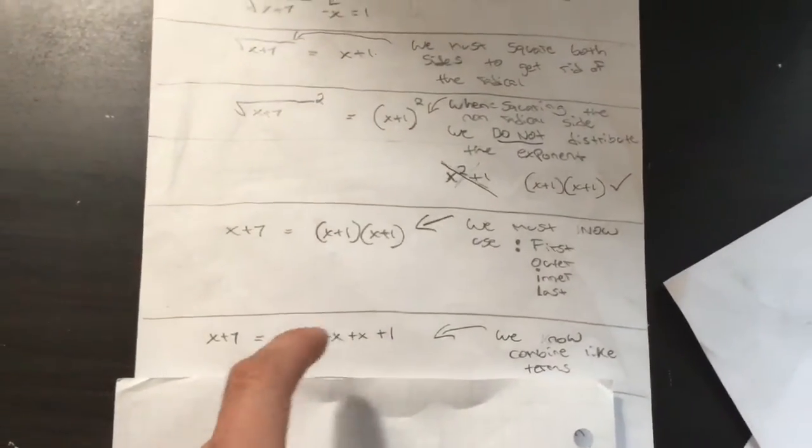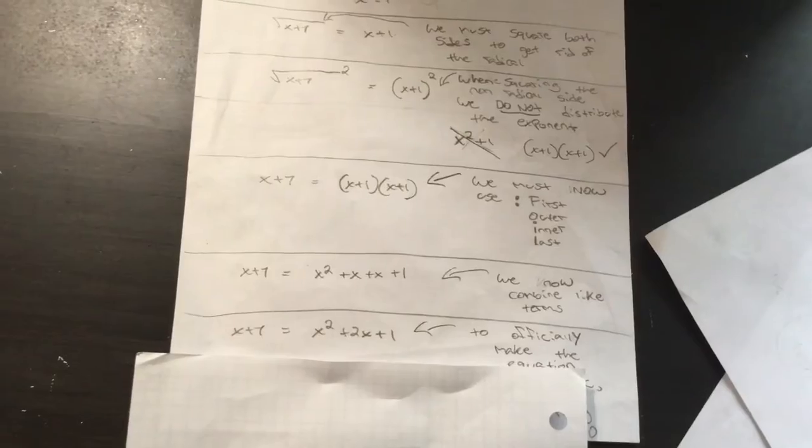On the right side, we have to use FOIL, which stands for first, outer, inner, and last. Once we do that, we get x plus 7 equals x squared plus x plus 1. We now have to combine these two like terms to get x squared plus 2x plus 1.